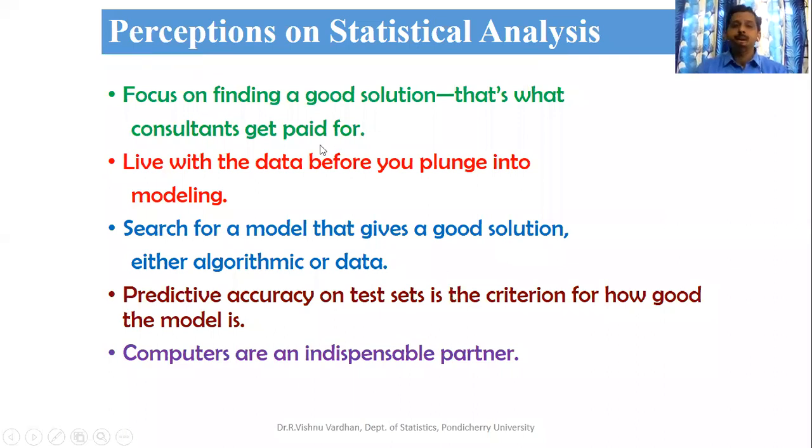Here finding a good solution is the focus, so search for the model that gives a solution. What does a good solution stand for? Which is optimal, or is whatever model I got at the first iteration the final? Okay, so these questions are to be addressed.